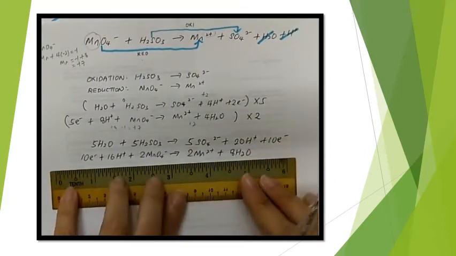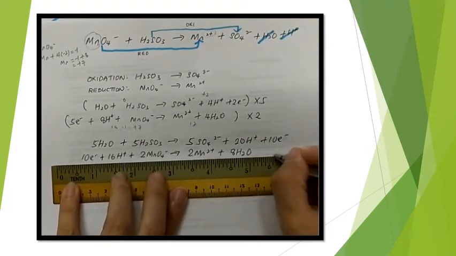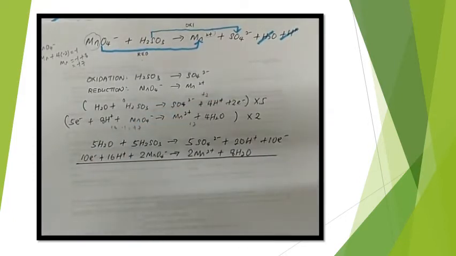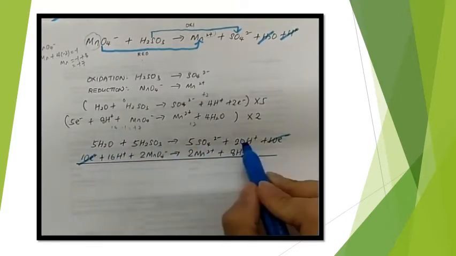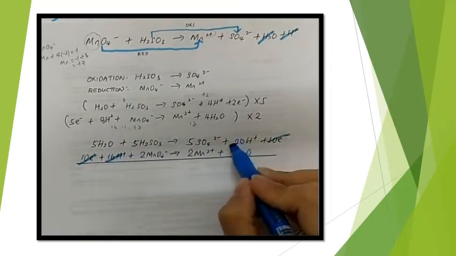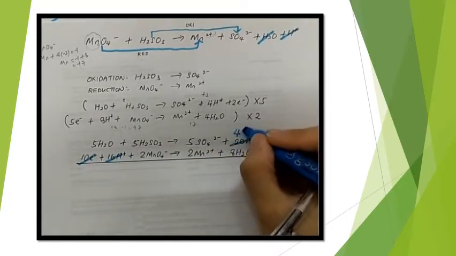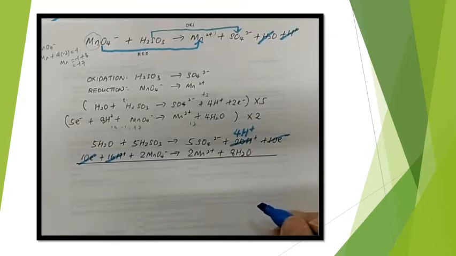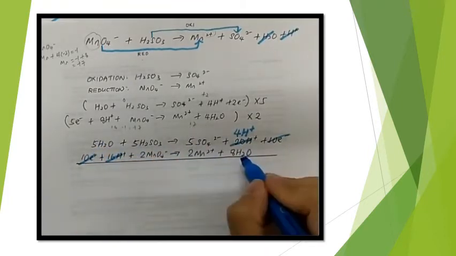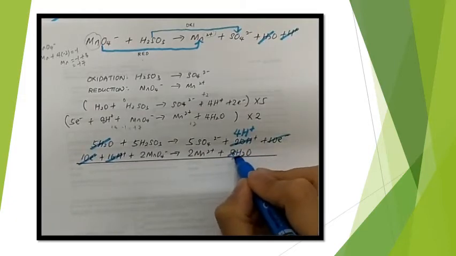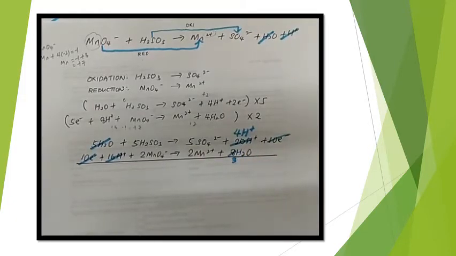Before we combine both equations, we have to check. 10 electron, cancel. Here 16 H plus, here 20, right? So here cancel, remain 4 H plus. And then check. Okay, here 5 water, here 8 water. So here cancel, remain 3 H2O. Anything else? Okay, nothing. So now we combine.